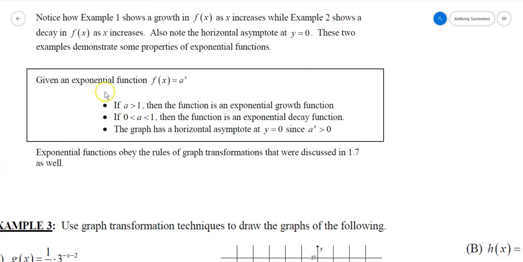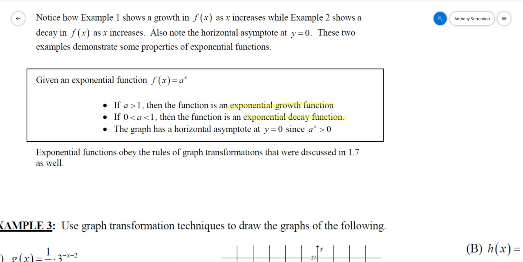So given an exponential function, f of x equals a to the x power. If a is greater than 1, then the function is an exponential growth function. If a is between 0 and 1, then it's an exponential decay function. Eventually, we're going to have situations where we need to set up some problems, and if we're being described as having a decay problem, and you end up setting up a growth function, it's not going to work, and we're not going to find any answers to this.